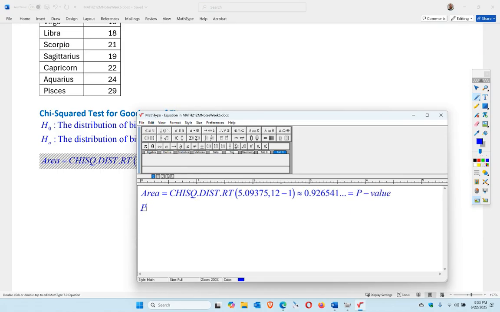So our p-value is greater than alpha, because we're going to assume that that's 0.05 using the Fisher rule, because it doesn't specify in the problem. So since that's the case, it's bigger than that, so we do not reject the null hypothesis.